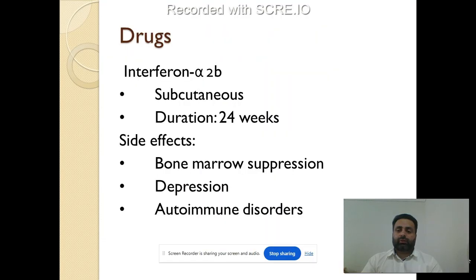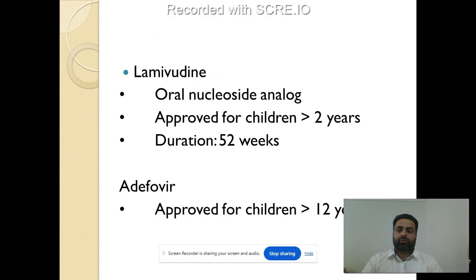So what are the drugs you can prescribe? That is interferon alpha 2b, given subcutaneously. Duration is 24 weeks. What are the side effects? Bone marrow suppression, depression, autoimmune disorders. Lamivudine, an oral nucleoside analogue, is approved for children greater than 2 years and the duration is 52 weeks. Adefovir is approved for children greater than 12 years.